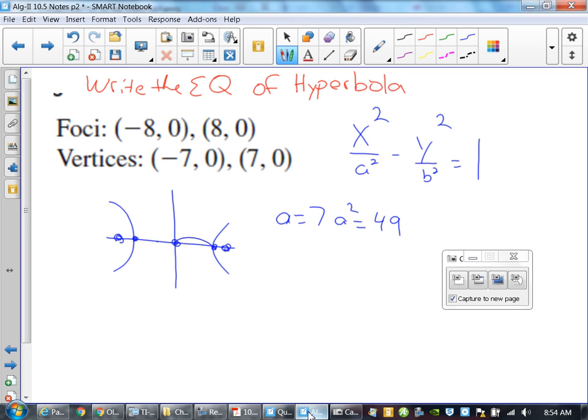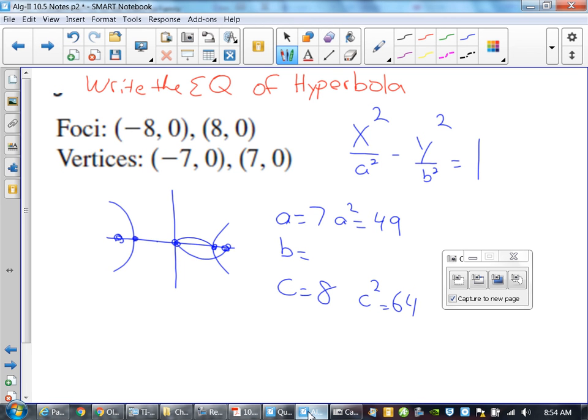Good. We also know the distance from center to focus is what? Is 8. Is it A, B, or C? C, because there's a C in focus. So that's 8, C squared is 64. So B squared is going to be 49 plus what is 64?